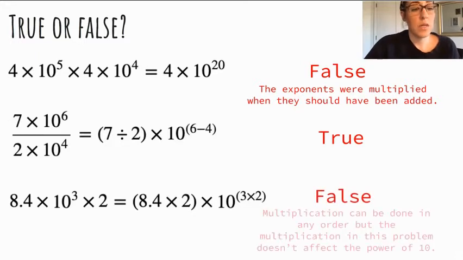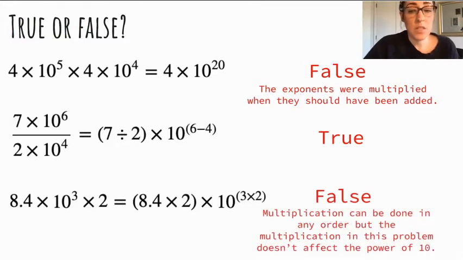This last one is false. Multiplication can be done in any order, but the multiplication in this problem doesn't affect the power of 10. So you can multiply the 8.4 and the 2 together, but the power of 10 has to remain 10 to the 3rd.